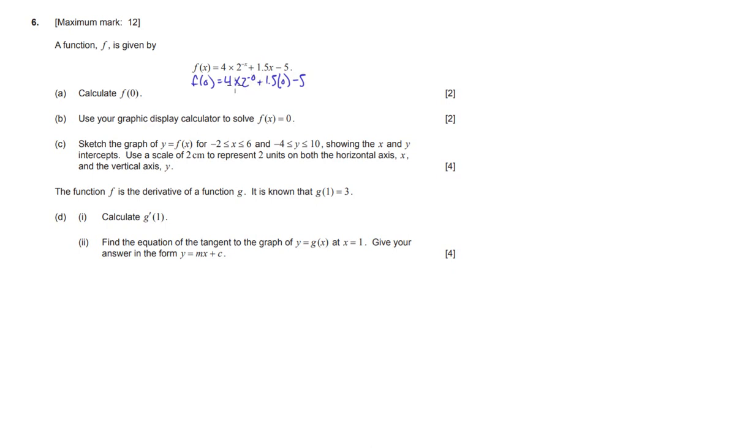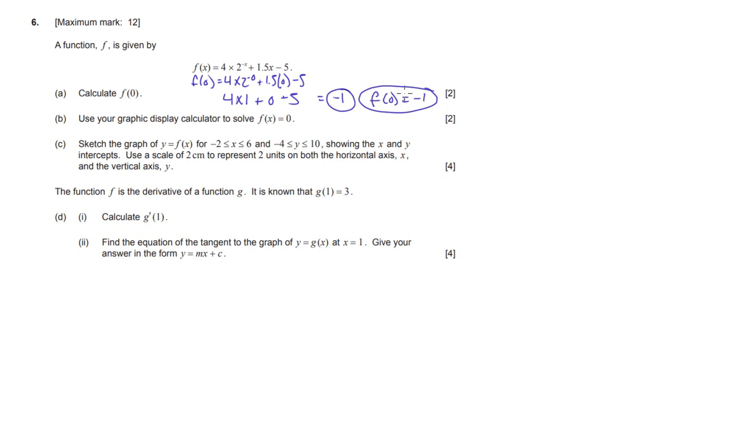Hopefully you remember that. So this is really going to be 4 times 1 plus 1.5 times 0 is 0, minus 5. So really we have 4 minus 5, which gives us negative 1 for f of 0. So calculate f of 0. So let's do f of 0 equals negative 1 for our final answer. Okay.